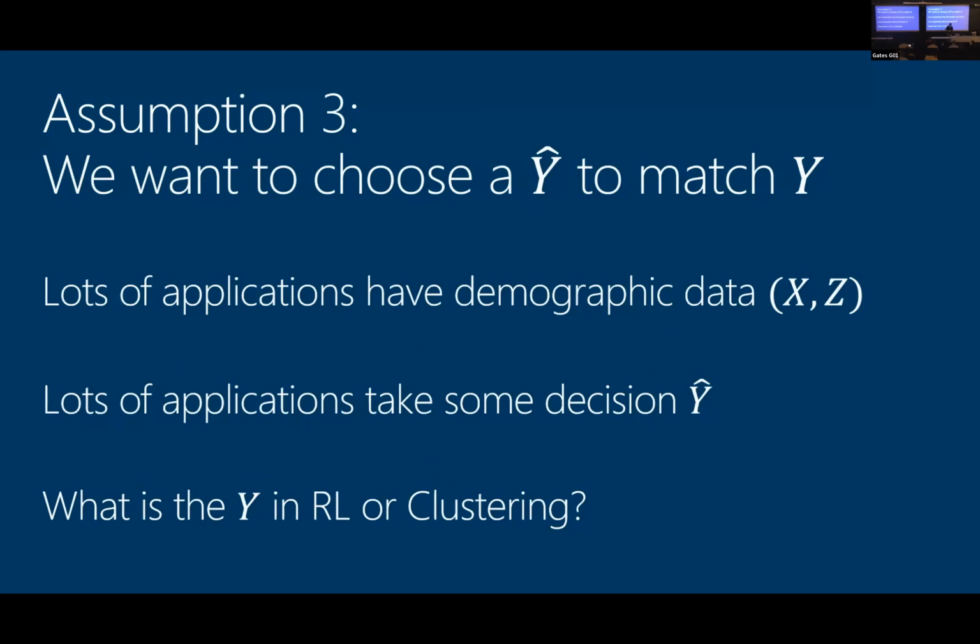Assumption 3, and this is where we first hit a pain point. Our goal is somehow to choose a y hat that, like in classification, is supposed to match y, that we're sort of predicting the true label. And there's lots of applications you can imagine having demographic data about individuals, and then you're going to take some decision. If it's reinforcement learning, it's which action to take at this stage in the process of the person, or you're clustering, what cluster am I supposed to assign this person to? It's not clear at all what the y is that you're supposed to have a y hat matching. It just doesn't really make sense in other contexts.